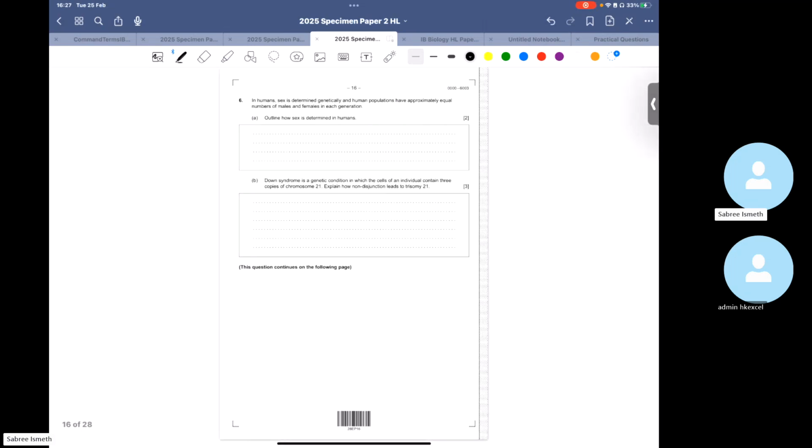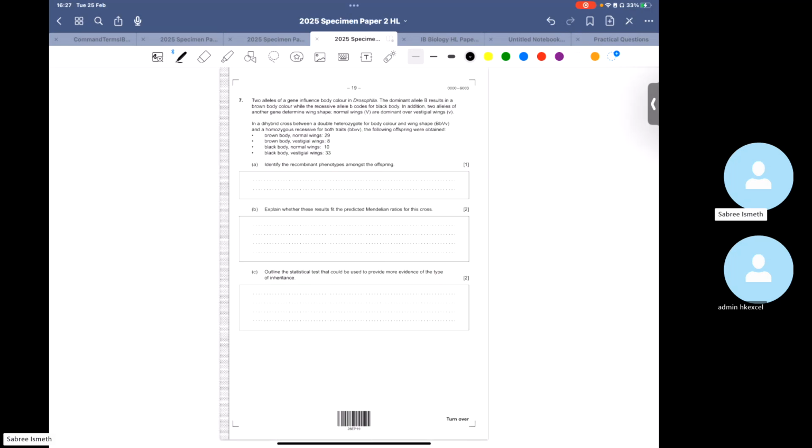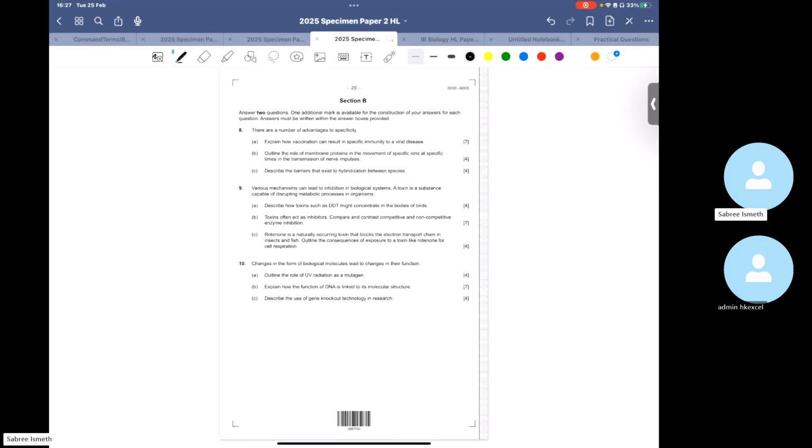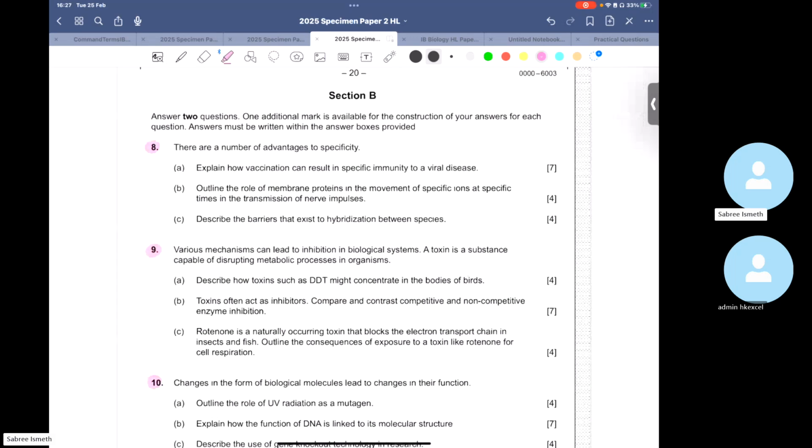So we're going to look at how this part looks like in the real exam paper. This is all section B. As you can observe, they give you 3 questions here. You need to answer 2 of them, of course depending on which you find easier to answer. They also give you 1 additional mark for the construction of an answer for each question. So you can construct your long answers really well and therefore get additional marks for it. If you see the total, 8 plus 7, 15 marks, so you can get an additional mark as well.